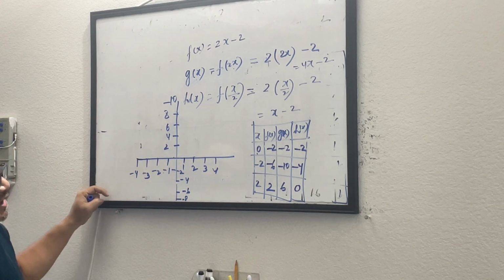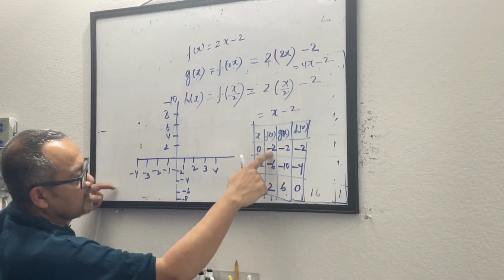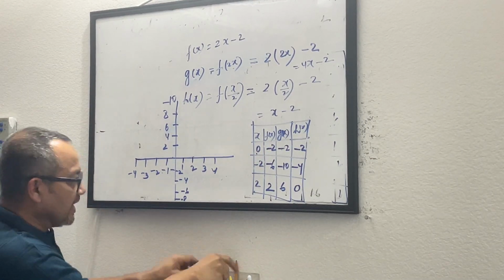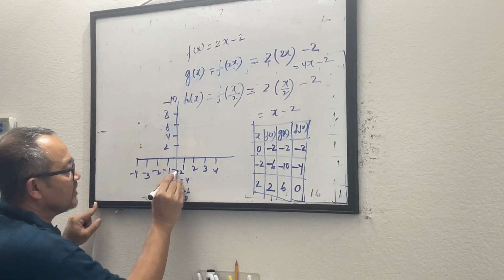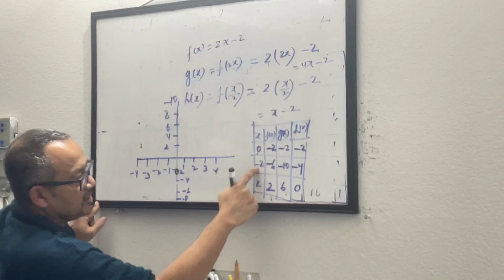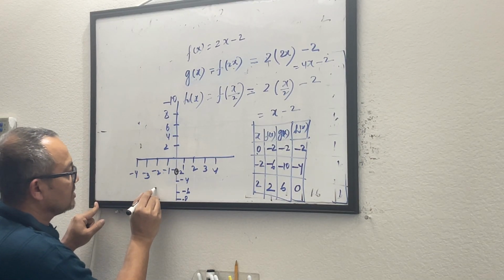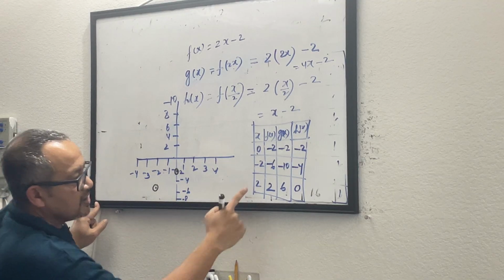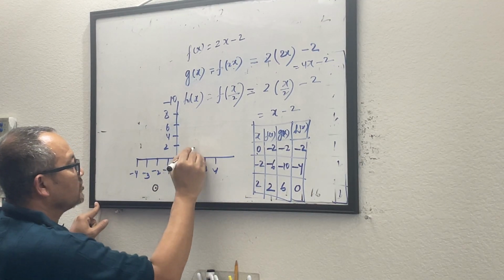Okay. Here, what happened? When x is 0, let's plot f of x first. f of x is 0, minus 2. This was 1 point. Minus 2, minus 6. Here. 2 and 2.